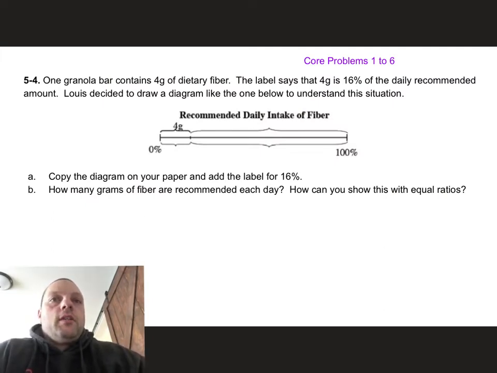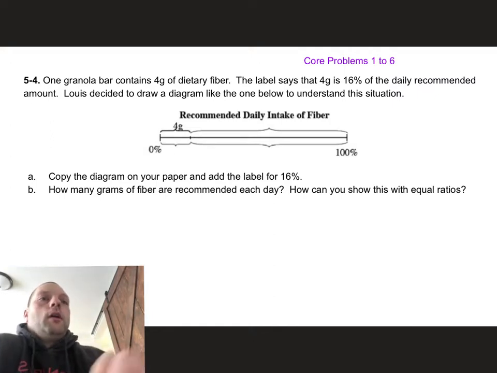So let's take a look at this problem. We have one granola bar that contains 4 grams of dietary fiber. The label says 4 grams is 16% of the daily recommended amount. And then Luis drew this diagram. So we're going to look at the diagram here.